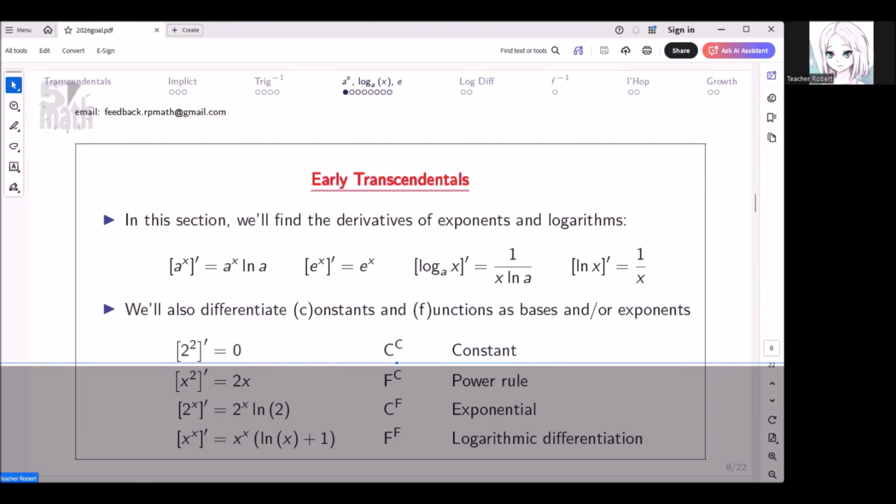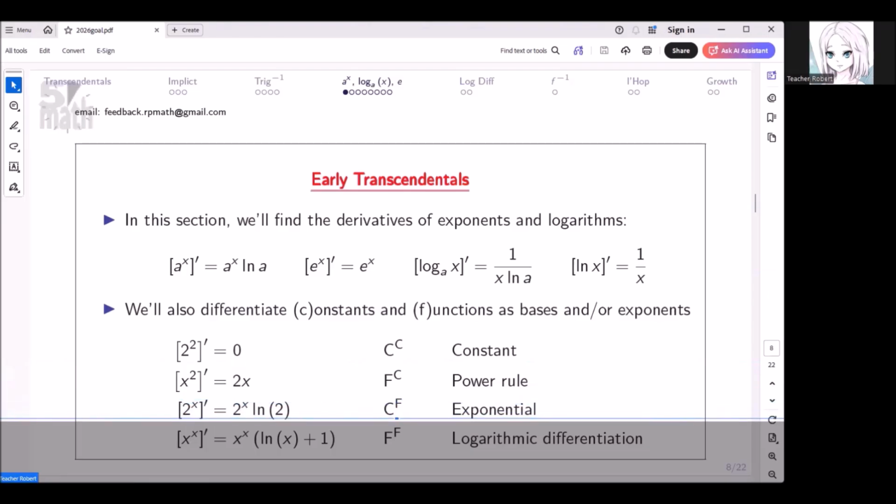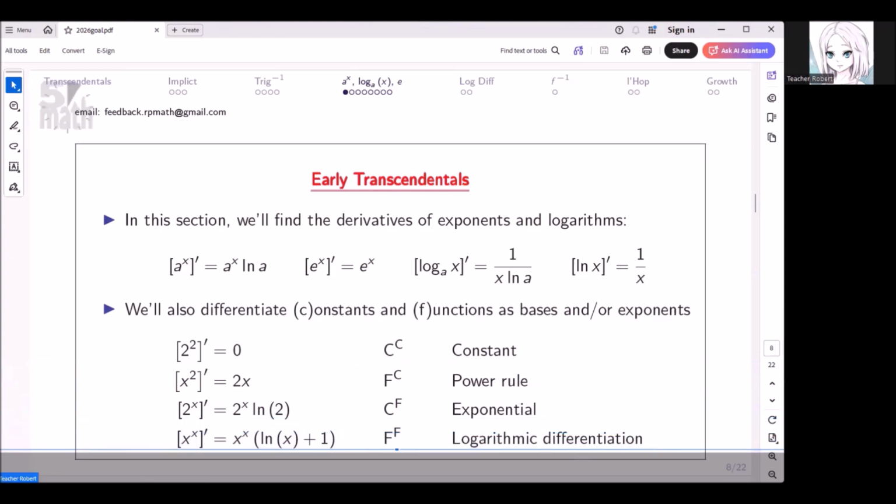Derivative of a constant to a constant. Derivative of a function to a constant. Derivative of a constant to a function. Derivative of a function to a function.